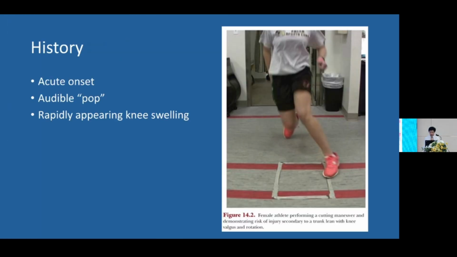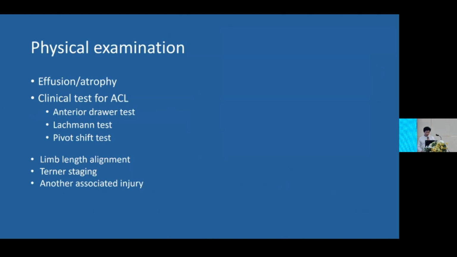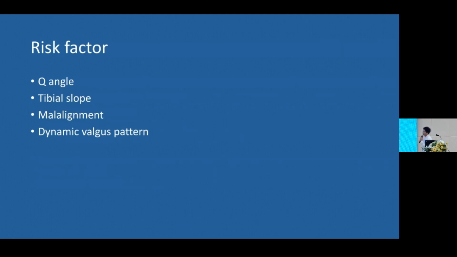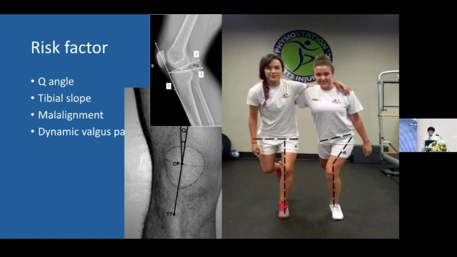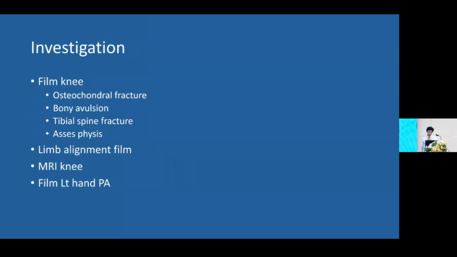Okay, for the clinical evaluation, an ACL injury is almost always a non-contact injury, and almost always a dynamic valgus injury. The history is acute onset of a pop in the knee and rapid swelling of the knee. For the physical examination, you can see effusion or atrophy of the quadriceps. Clinical tests for the ACL include the anterior drawer test, Lachman test, and pivot shift. Other examinations are limb length, alignment, and Tanner staging, and you can determine other associations too. Other risk factors like Q angle, tibial slope, malalignment, and dynamic walking pattern you need to address too before you treat the patient.